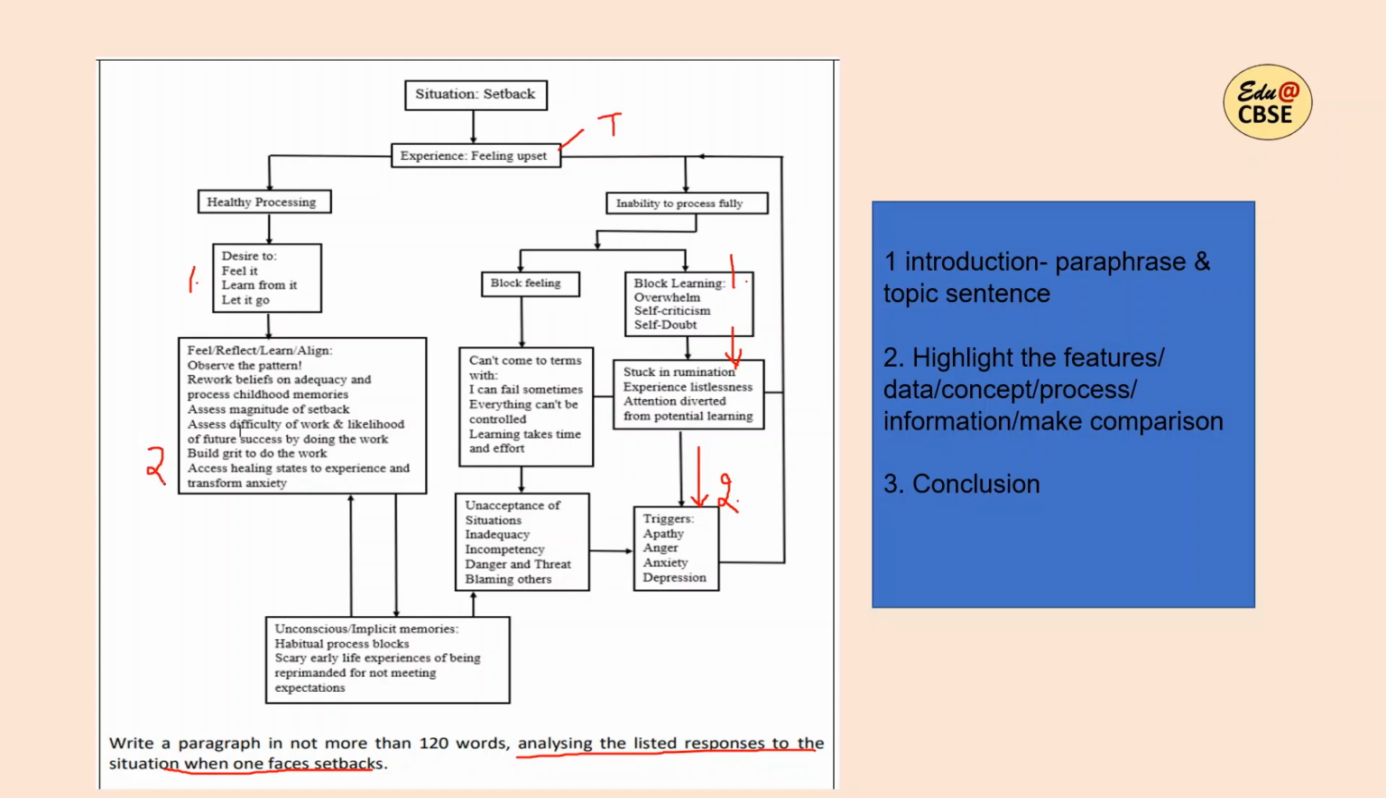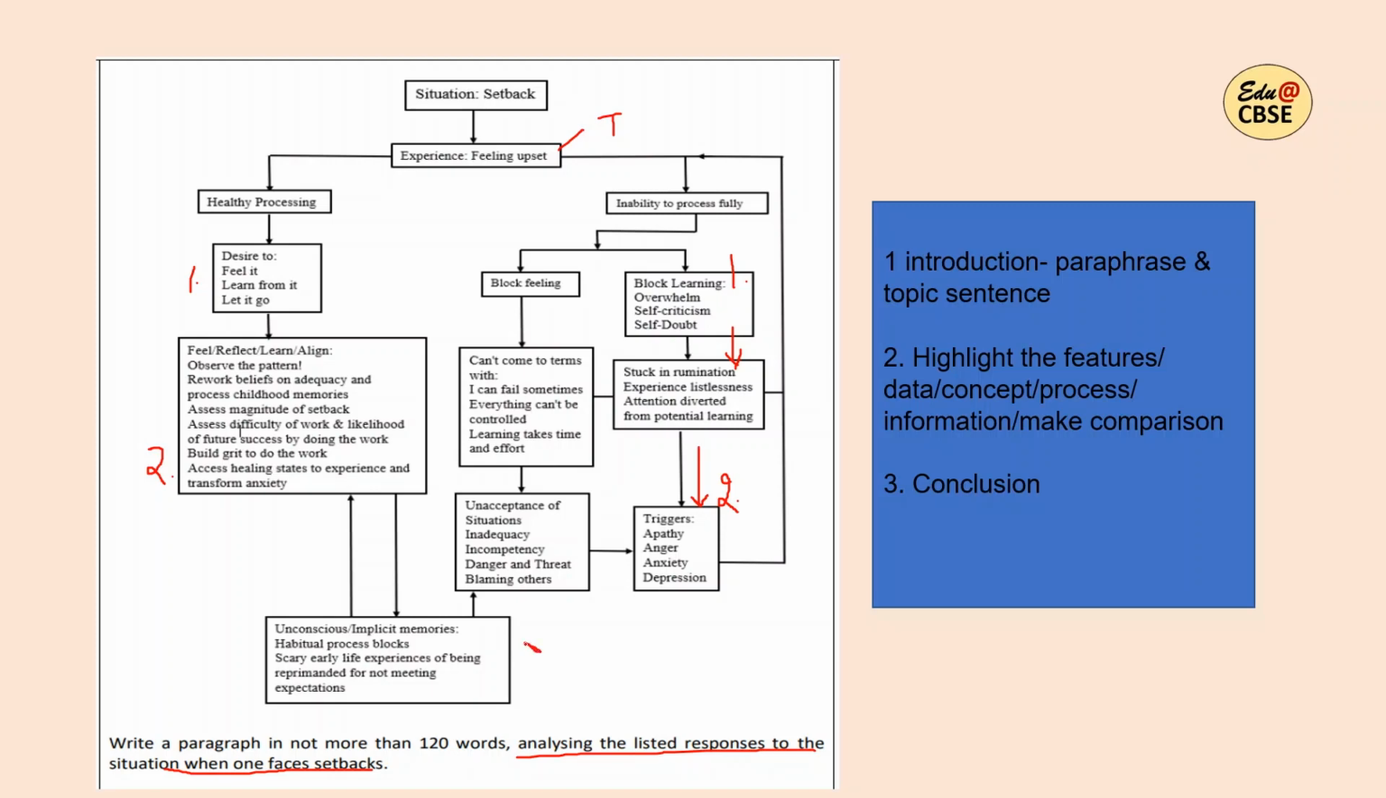So here it says that what you have to do, you assess the magnitude of the setback, assess the difficulty work, and you build a grit to do work. So there is positive things happening here, but still this side, if it is not managed, it leads to anger, anxiety, and depression. So again, my two points will be contrasted here. Then for conclusion, I'm going to choose this. This I'm going to choose for conclusion.